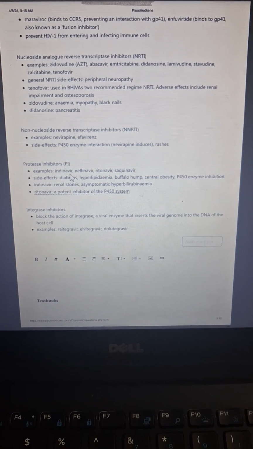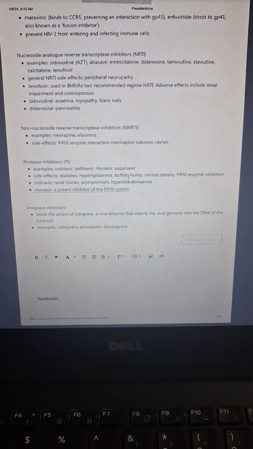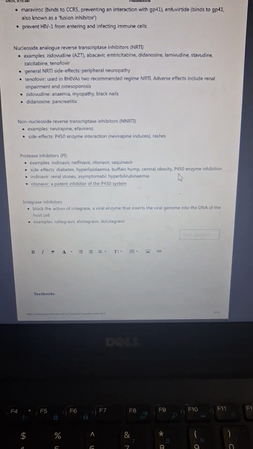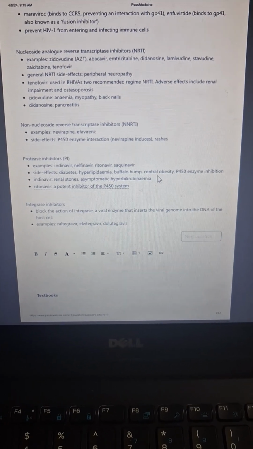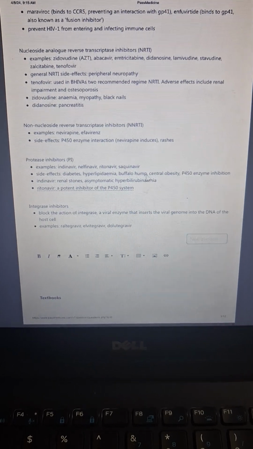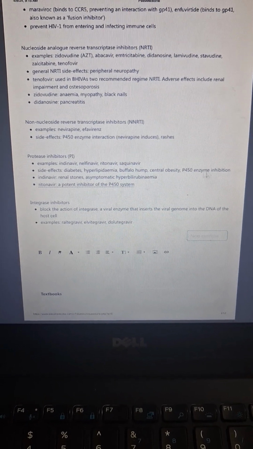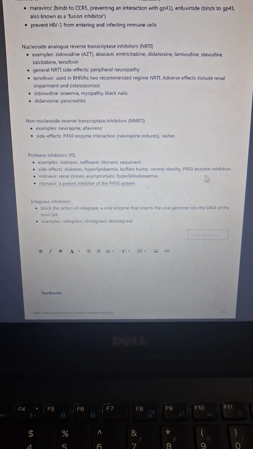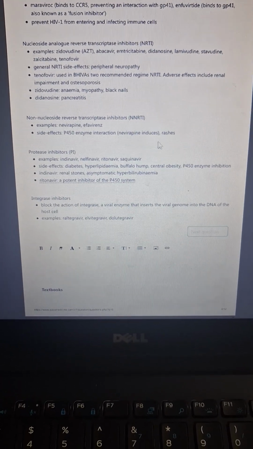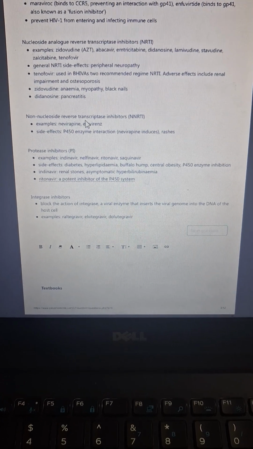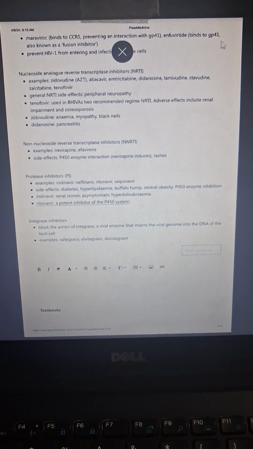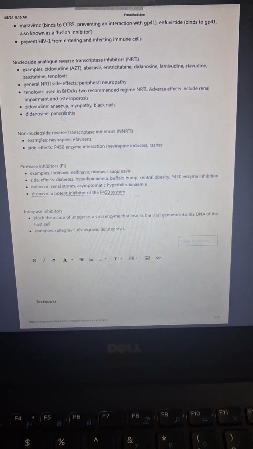Protease inhibitors include indinavir, with the suffix navir. Side effects include diabetes, hyperlipidemia, buffalo hump, and central obesity. You can remember it as being more like Cushing syndrome symptoms. PIs are P450 inhibitors, but NNRTIs are P450 inducers, nevirapine and efavirenz. Don't confuse it with enfuvirtide, because enfuvirtide binds to GP41 and is a fusion inhibitor.